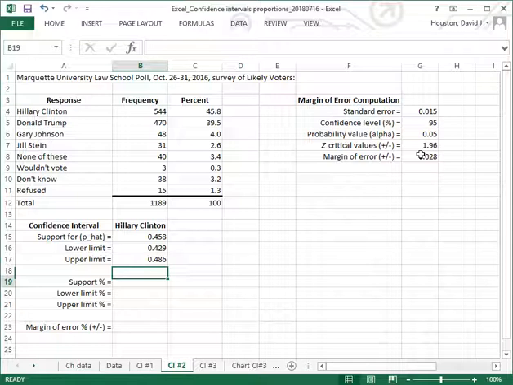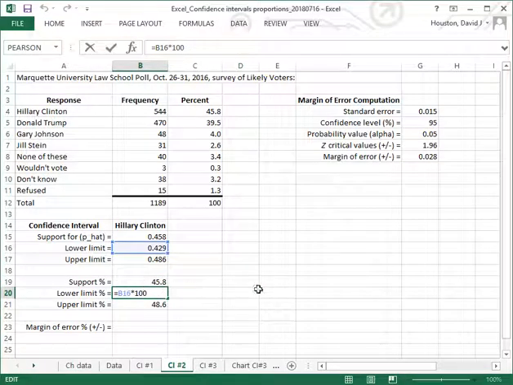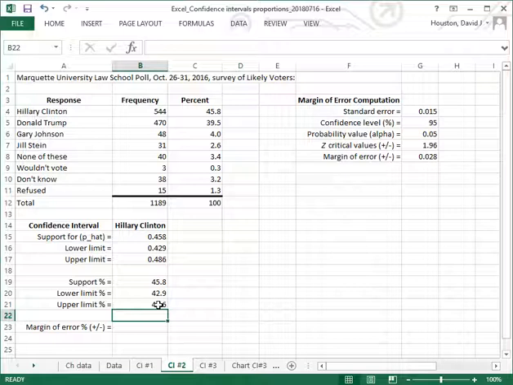Oftentimes, though, you'll see this information reported in a percent, not a proportion. So let's go ahead and convert our information to percents from proportion. So equal, and I'll take the proportion support for Clinton and multiply that by 100. Now if I just click and autofill that down, we'll see that automatically we take the lower limit and multiply it by 100, and then the upper limit and multiply it by 100. So it ranges from 45.8% up to 48.6%.